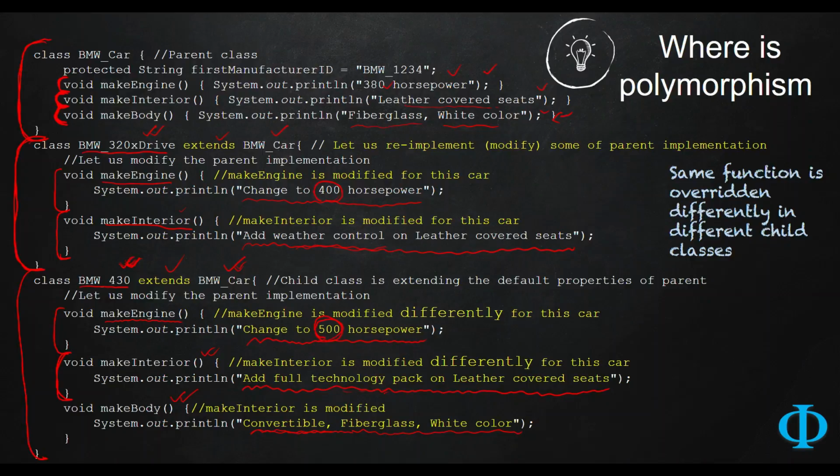So this is what the notion of polymorphism is. The same make engine function has been re-implemented differently in different classes. The same make interior function has been re-implemented differently in different classes. In the same way, the make body function has been re-implemented in many different ways in different classes. So that's about polymorphism, and that adds a very nice feature when you design software following the object oriented principle.